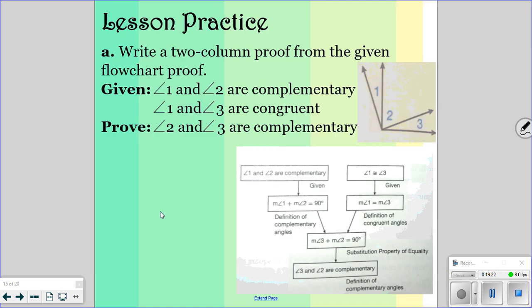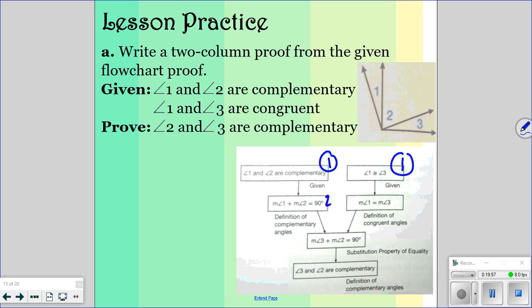Okay, so let's see if you can order this flowchart proof into a 2-column proof by yourself. So what you're going to do, the one that's going to come first are these 2, and I would put both of them together in one statement and just say angle 1 and 2 are complementary, and underneath it angle 1 is congruent to angle 3, and then reason number 1 given. If you want to make them 2 separate given statements, you can though.